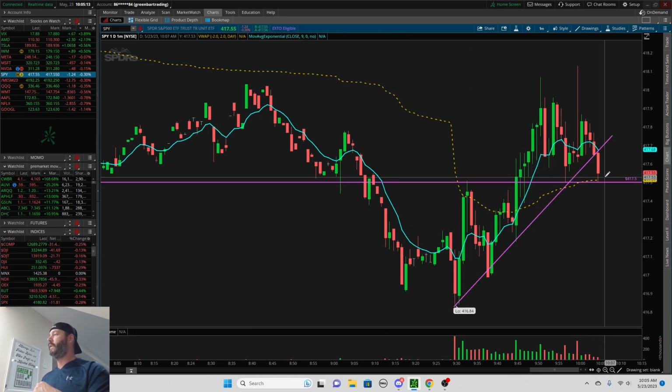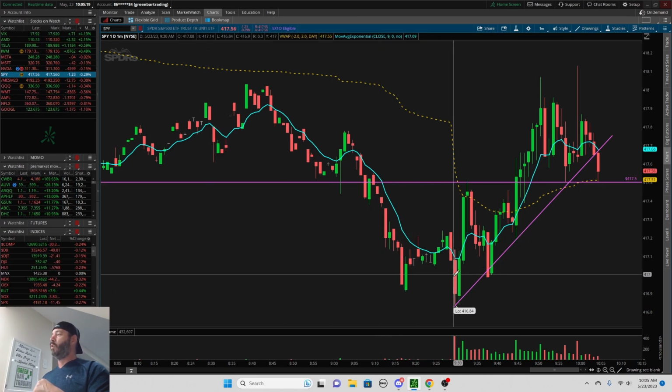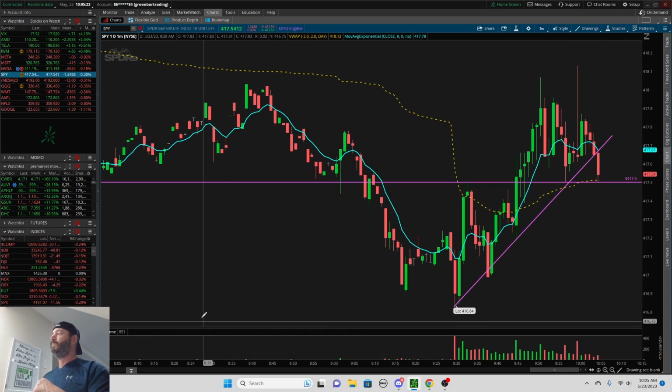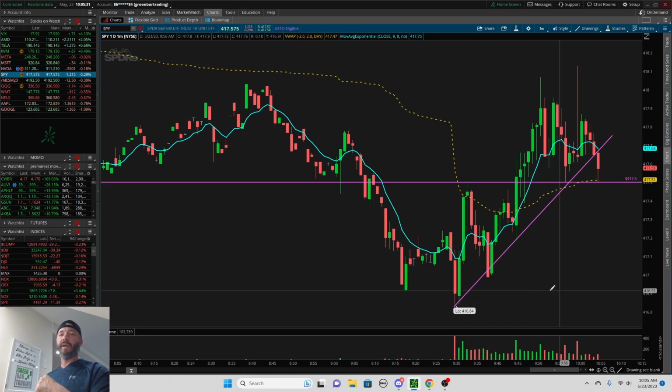So right now it's at VWAP, sort of bounced off of that, but we broke trend for the day now on the upside. So if this does end up rolling over, then you're going to see the possibility of these lows being hit.